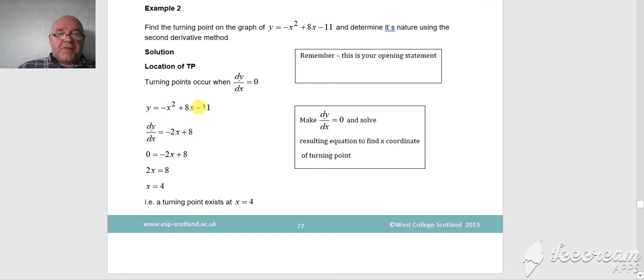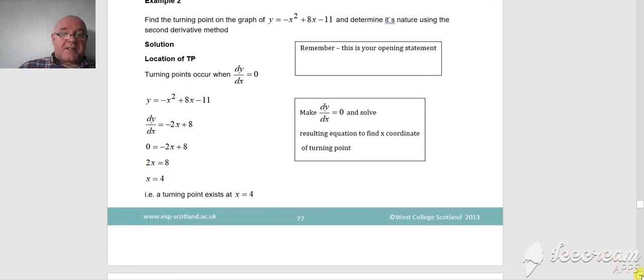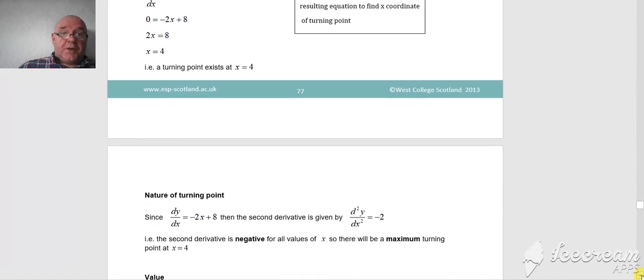And so starting from here, again, if you can't differentiate this, you are really in trouble. So I'm sure you all can by now. So dy by dx will be negative 2x plus 8. You set that equal to 0 to find the horizontal lines for the tangents. So 2x is 8, so x is 4. So again, we've got here that the turning point exists at x equals 4 in this case.